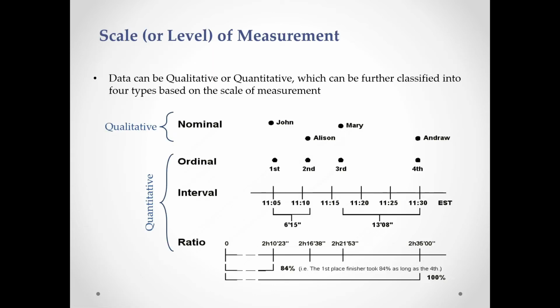Scale or level of measurement. Data can be qualitative or quantitative, which can be further classified into four types based on the scale of measurement. Qualitative: nominal, where names are used for describing the data. In quantitative: ordinal, interval, and ratio.